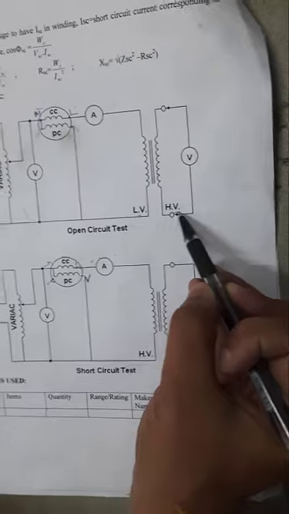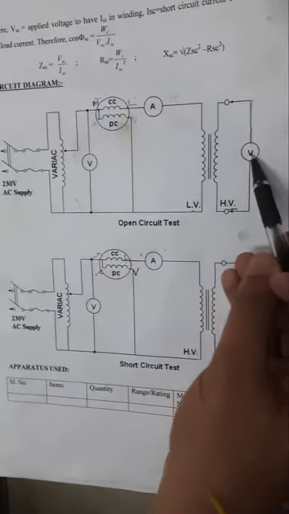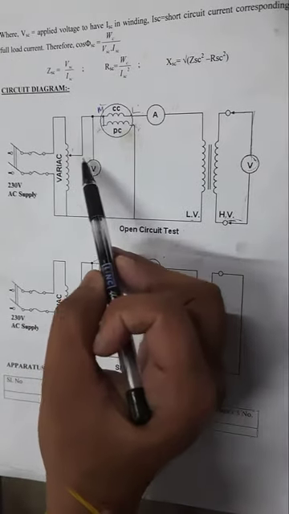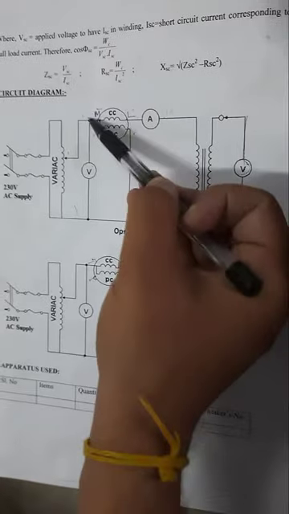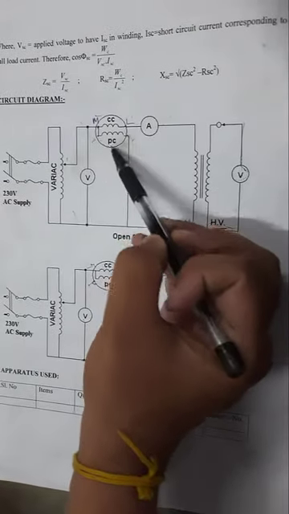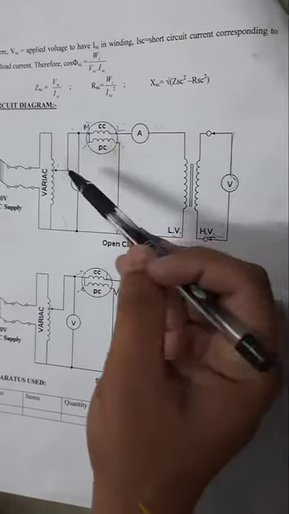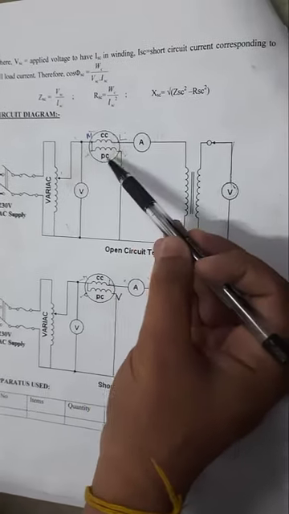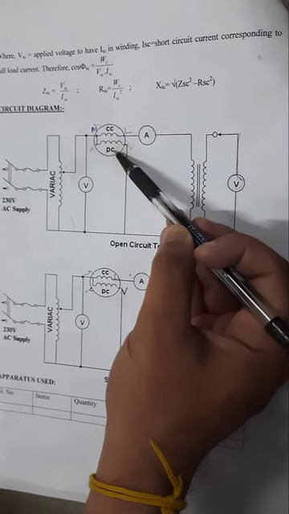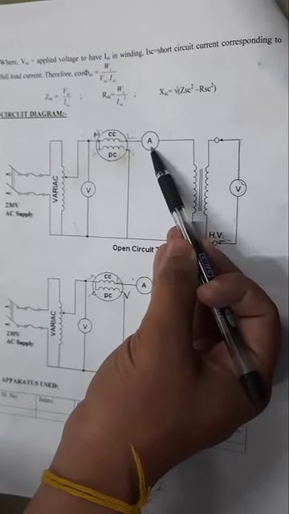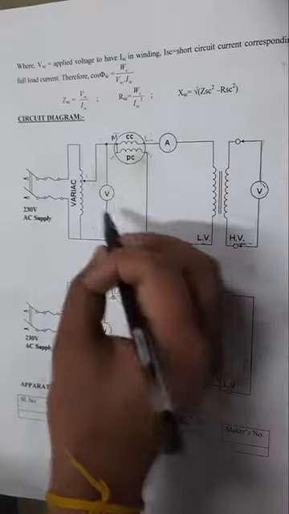High voltage side is left open, or you can connect a voltmeter. The input side is connected to a voltmeter. The voltmeter is connected in parallel with the supply. This is the wattmeter. This is the ammeter. So voltmeter gives you the no load voltage, wattmeter gives you the no load power, and ammeter reading gives you the no load current. And the entire test is performed at rated voltage of the LV side.